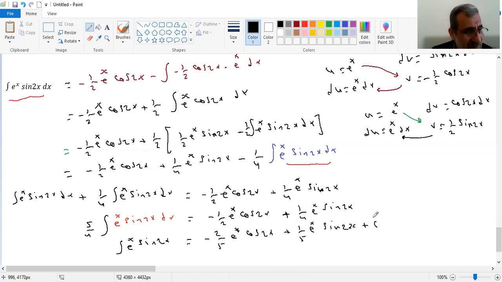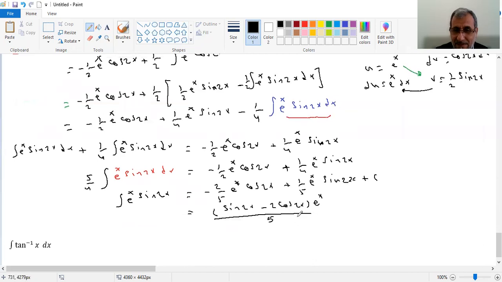This one can also be simplified. I can write it like this. I can take e^x as a common factor. So if I take e^x common factor, what will be here? Sine 2x minus 2 cosine 2x, all multiplied by e^x over 5, plus c. Plus c can be simplified in this way.